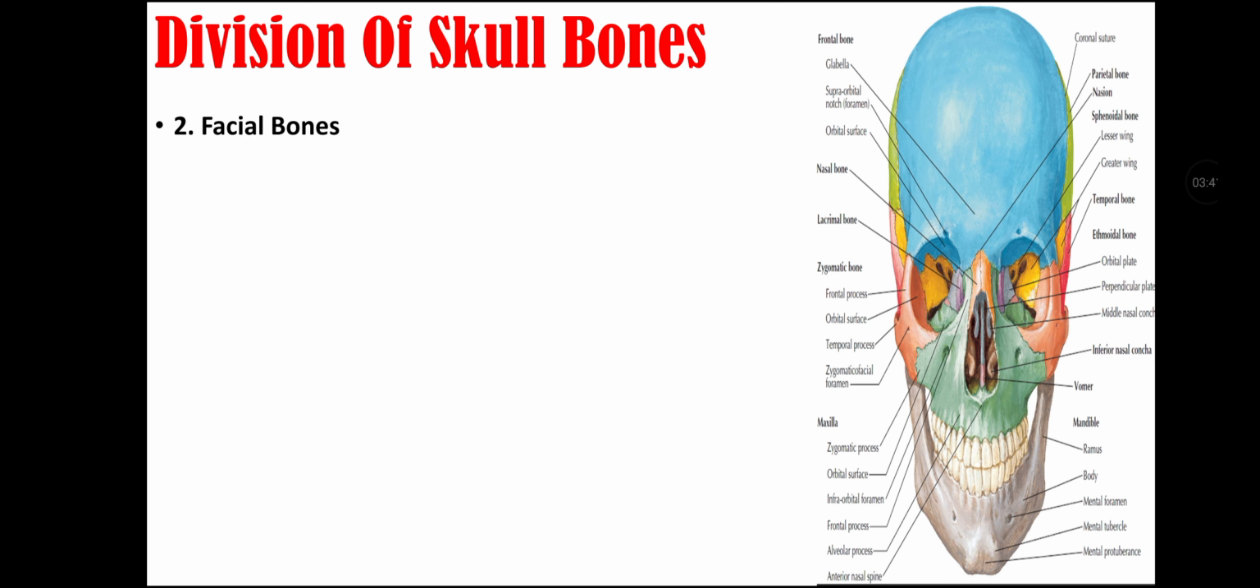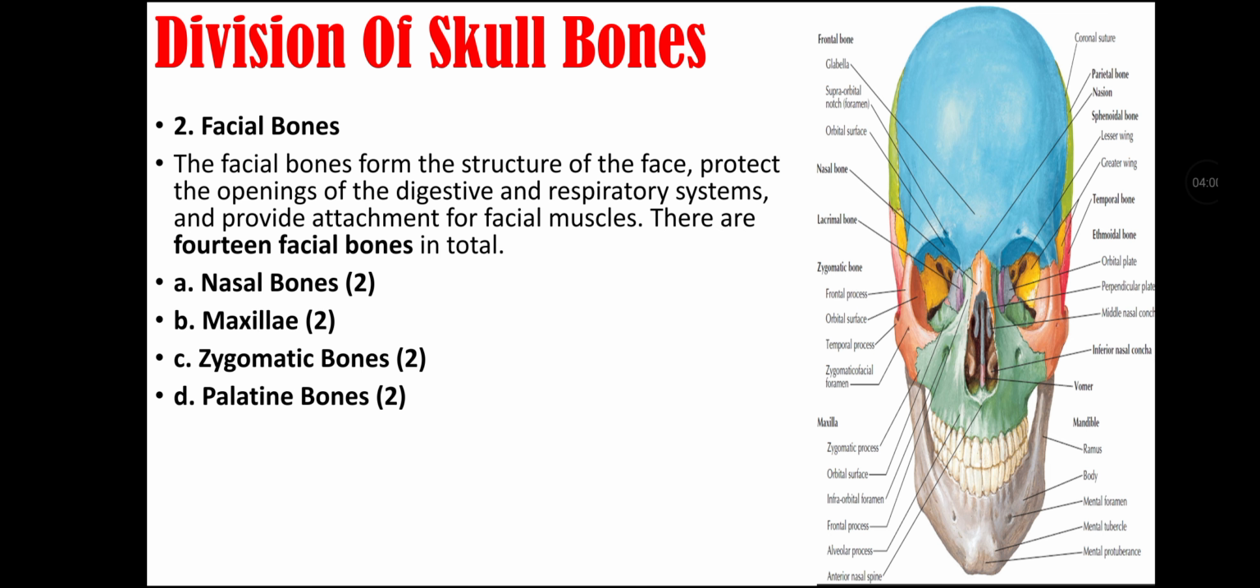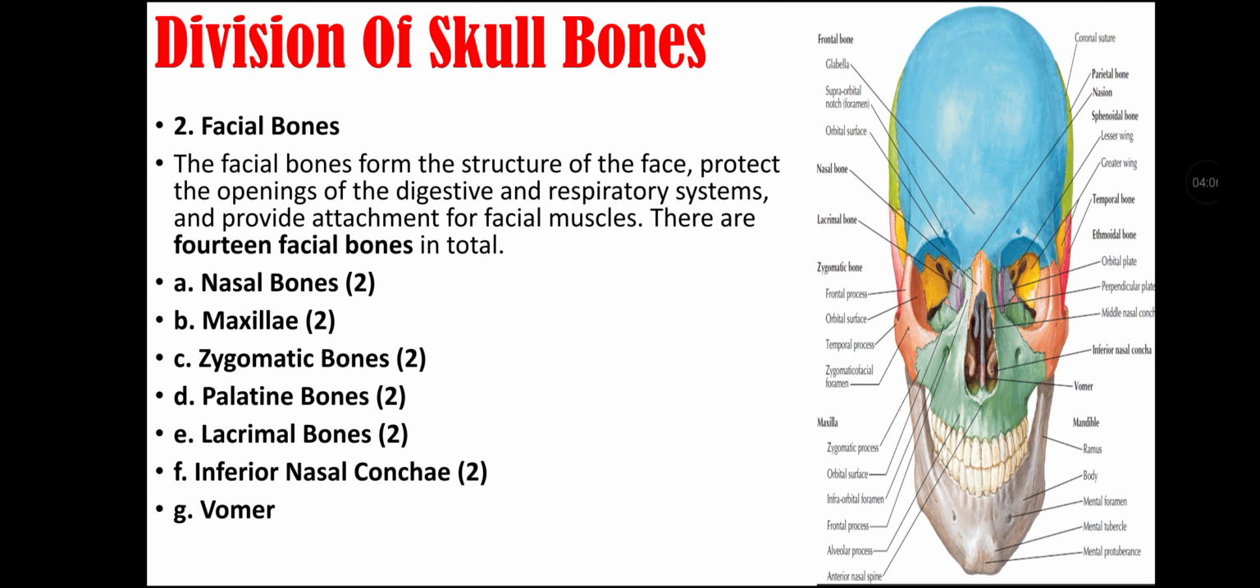Now let's talk about facial bones. Facial bones form the structure of the face, protect the openings of the digestive and respiratory systems, and provide attachment for facial muscles. There are 14 facial bones in total. First, there are two nasal bones, two maxillae, two zygomatic bones, two palatine bones, two lacrimal bones, two inferior nasal conchae, one vomer, and one mandible. These are all the bones of the facial skeleton.